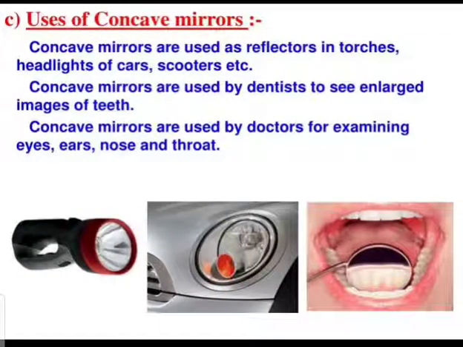Uses of concave mirrors. Concave mirrors are used as reflectors in torches, headlights of cars, scooters, etc. Concave mirrors are used by dentists to see enlarged images of teeth. Concave mirrors are used by doctors for examining eyes, ears, nose and throat. So, here are some of the uses of concave mirror. As we have learned, images formed with the help of concave mirrors can be larger, smaller, erect or upright, inverted, virtual or real.